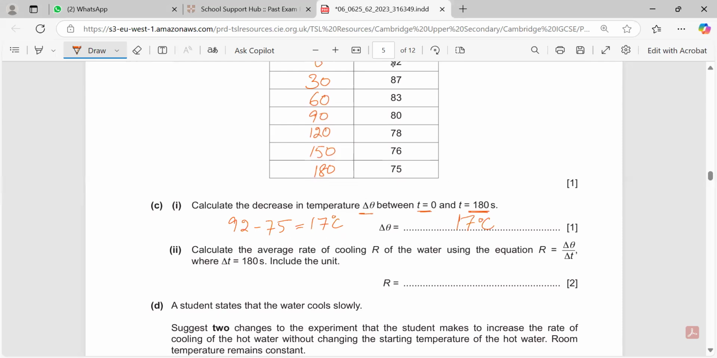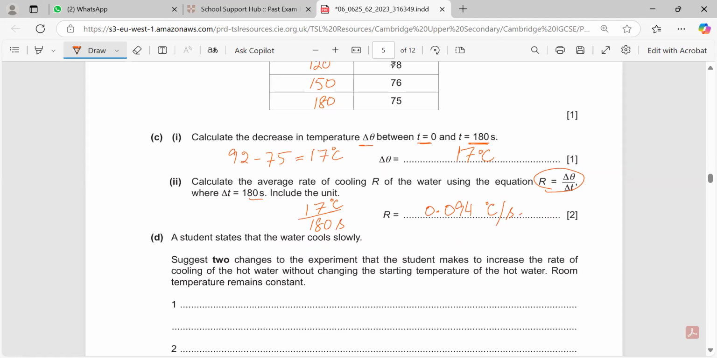Calculate the average rate of cooling R of the water using this equation where delta T is 180. So delta theta, it means 17 over 180. 17 divided by 180, which is 0.094444. So 0.094, include the unit. Degree Celsius is the unit for temperature here in this case. Second is the unit for time. So the unit will be degree Celsius per second.